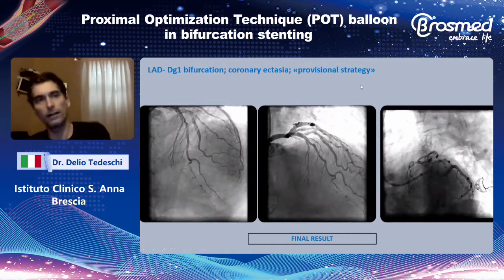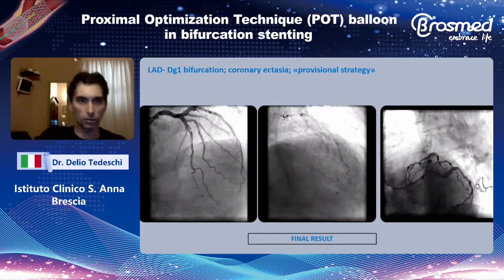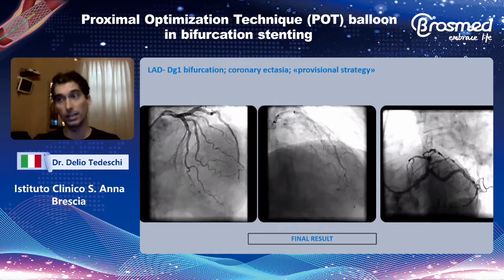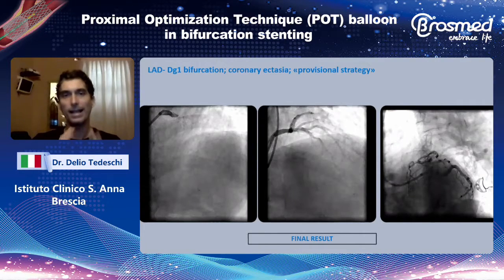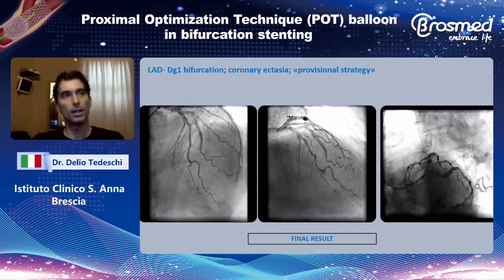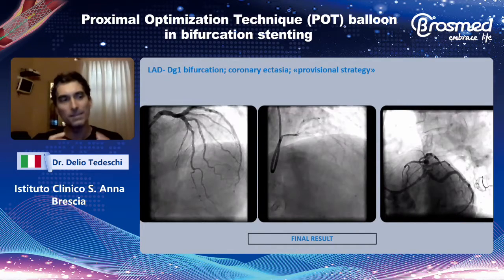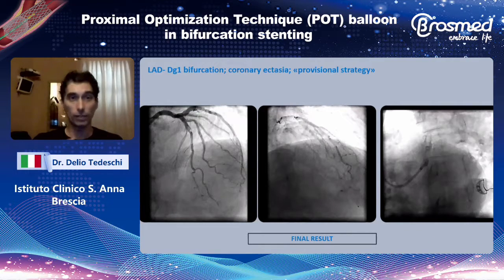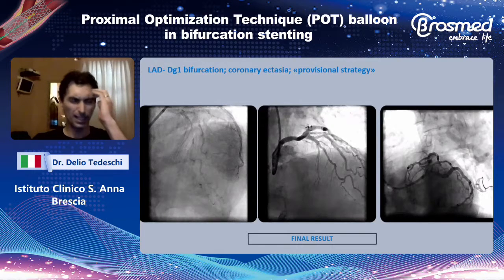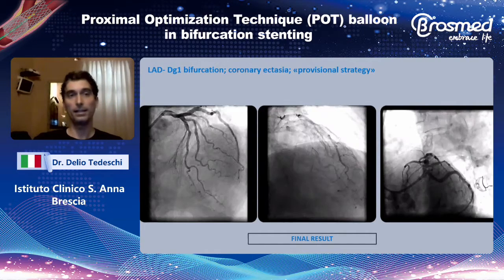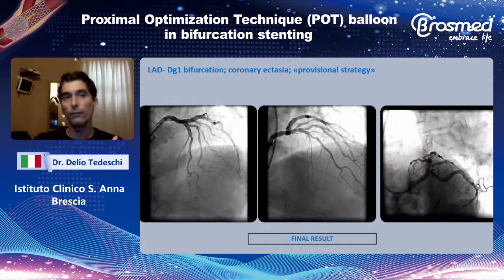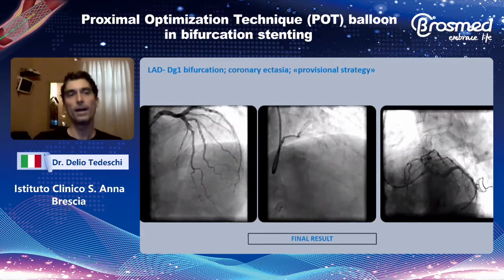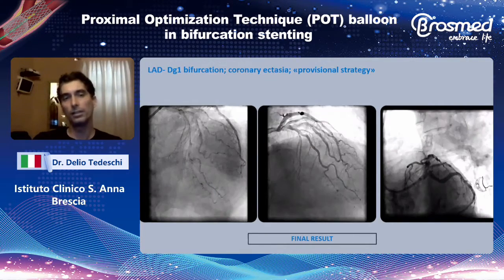So my conclusion is, of course, as we said, the POT balloon is very, very useful, is very precise, and allows you to optimize the position of the drug-eluting stent at the level of the bifurcation, at the level of the proximal main vessel. Also, if you perform a correct POT, the use of the POT balloon makes your life easy during the bifurcation technique.